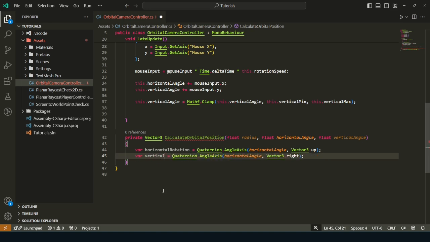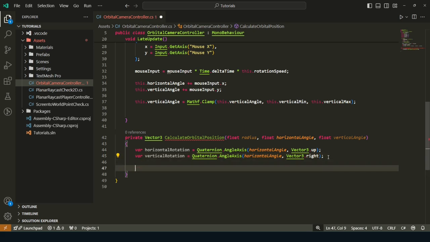And similarly for this, you just imagine your right arm is the axis. That's what you're hinging on. I guess your hips would also count as far as looking up or down. So now that we have these, we can get our orbital rotation.